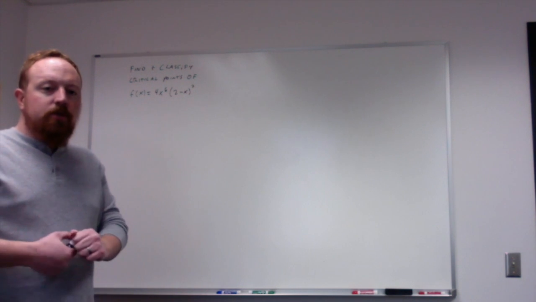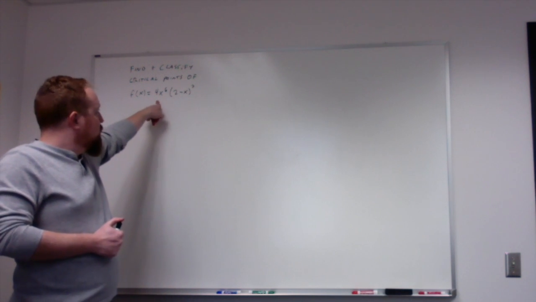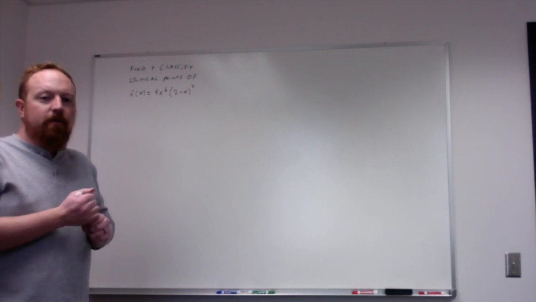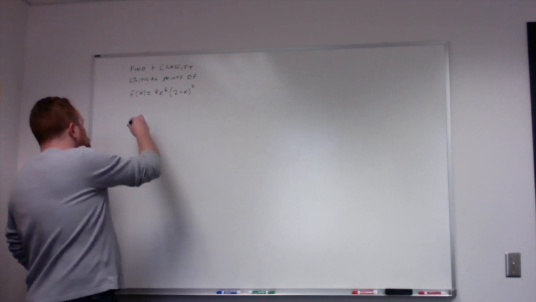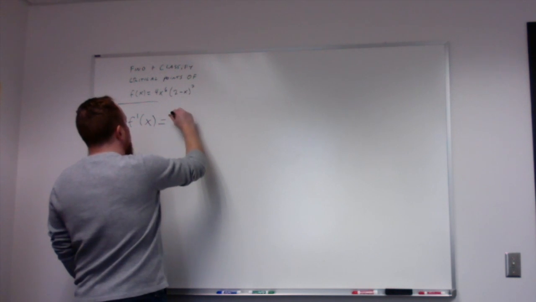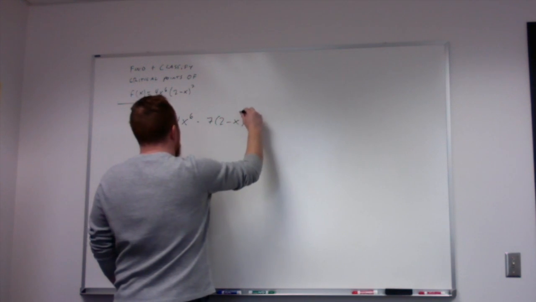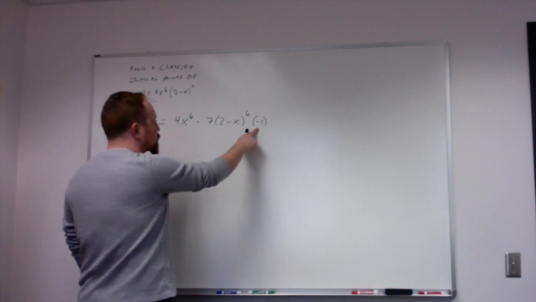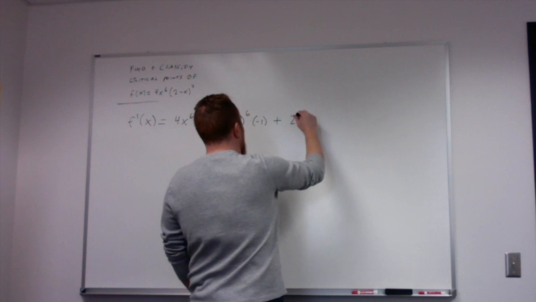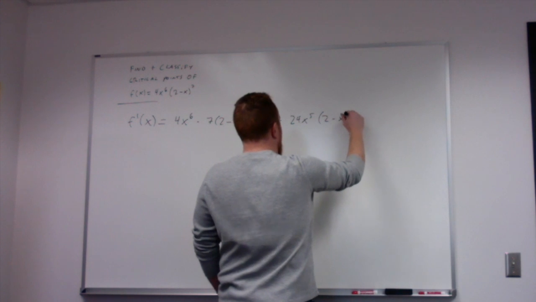So section 4.1 number 2 asks to find and classify the critical points of this function, 4x to the 6th times (2 minus x) to the 7th. So clearly the first thing that we want to do is figure out what the derivative is. We're going to need the product rule for that. So f prime of x is going to be the first function left alone multiplied by the derivative of the second function, using the chain rule there. And then the derivative of the first function, so 24x to the 5th, times the second function left alone, so (2 minus x) to the 7th.